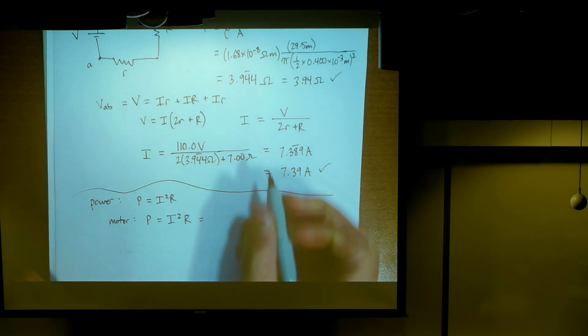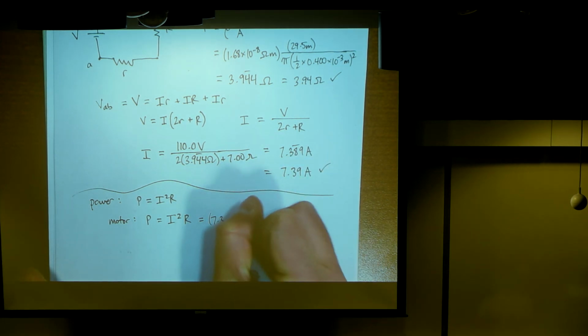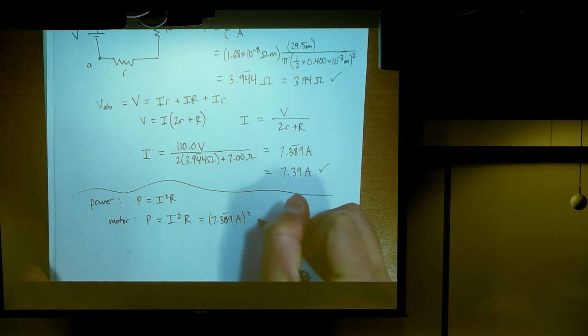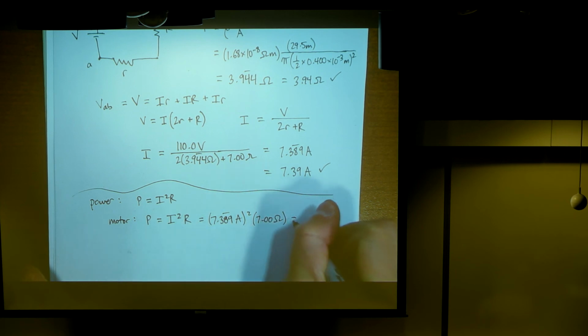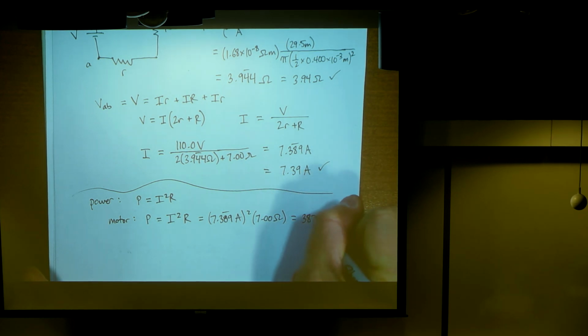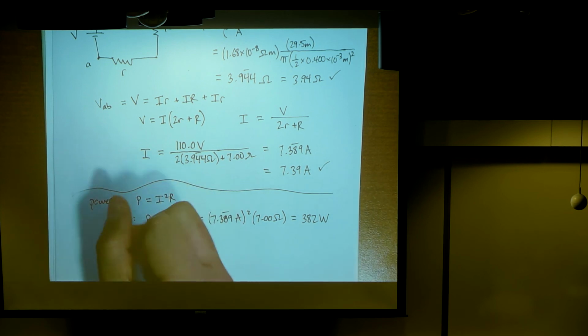So for the motor, here's what we have. 7.389 amps squared times 7 ohms. What does that give us? 3.82 times 10 to the 3. Yeah, so let's say 382 watts. Okay, let's do the wires.